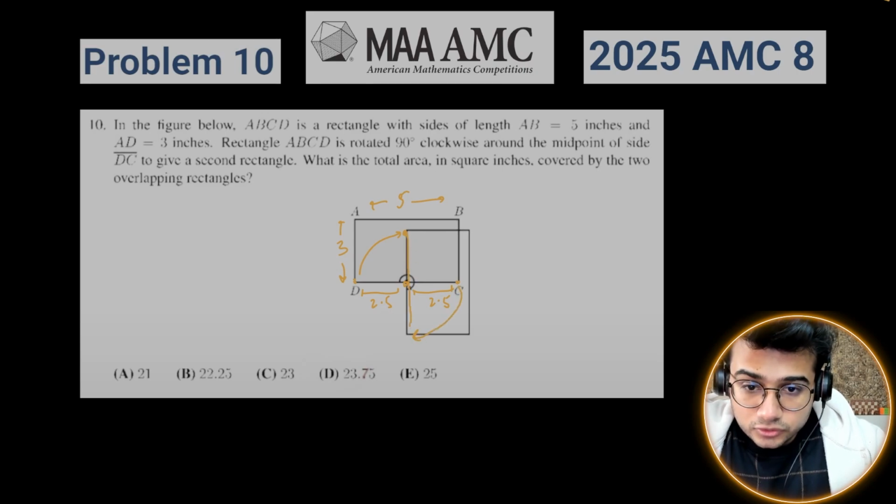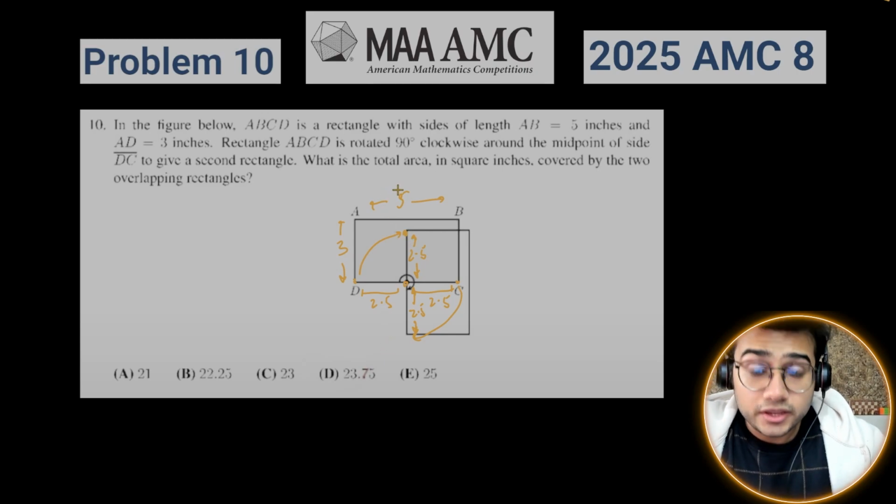Then this total length, of course, is the same as DC, which is going to be 2.5. That means this is 2.5. The total length is 5, so this is 2.5, and this is 2.5. So now the question is, what is the total area covered by the two overlapping rectangles? Now observe that they didn't say what is the area covered by the overlapping region. No, they said total area covered by the two overlapping rectangles.